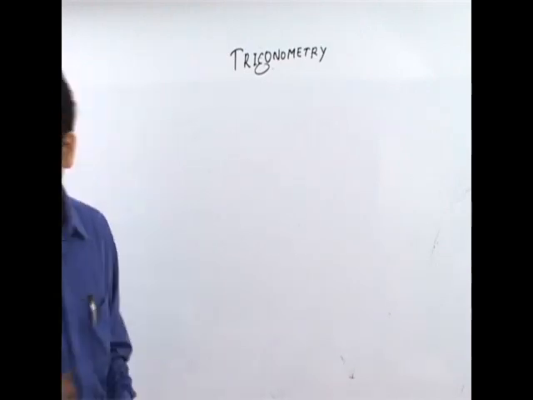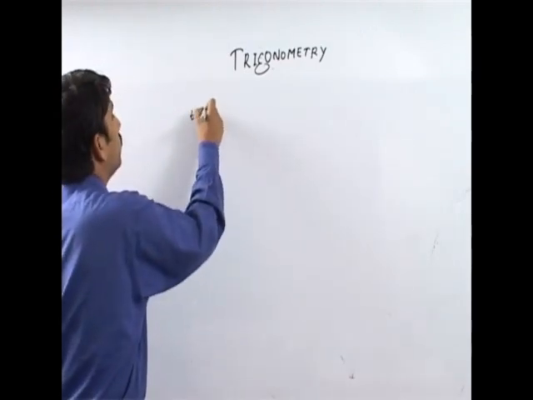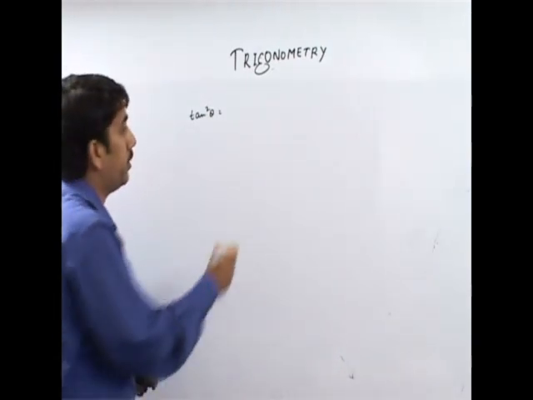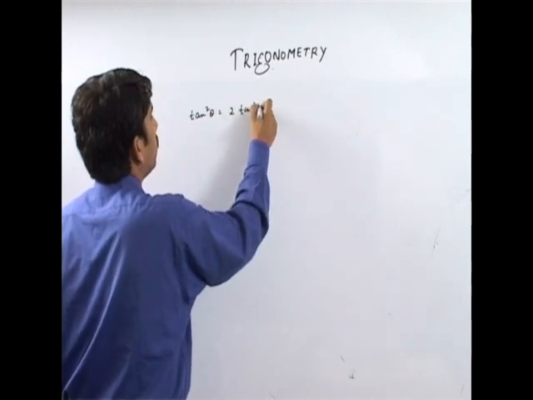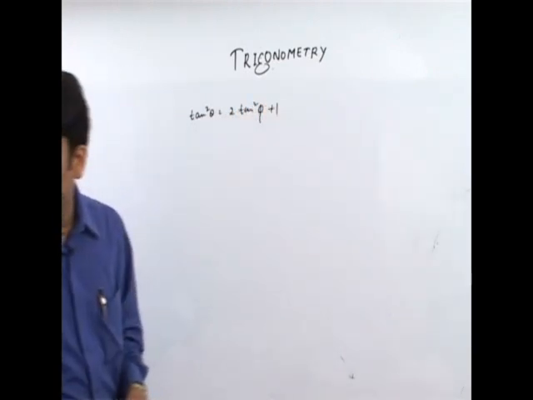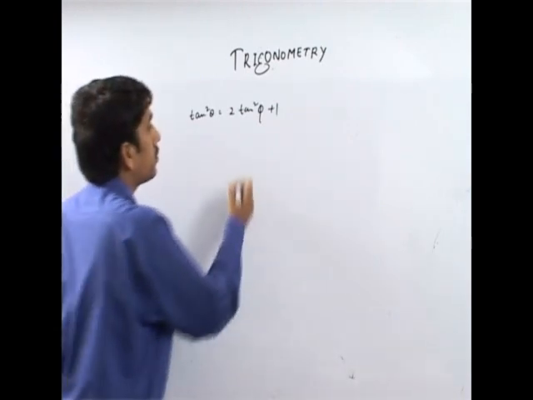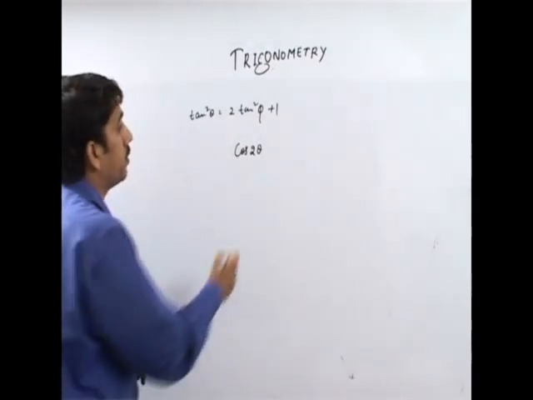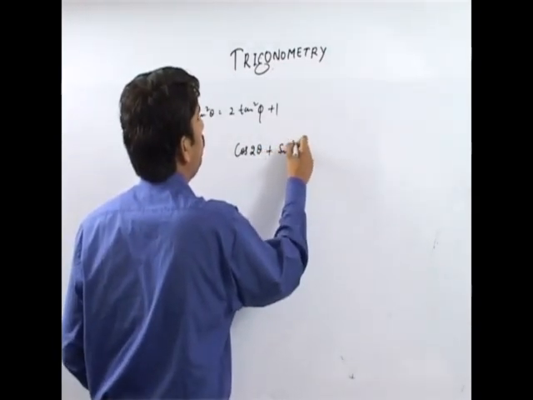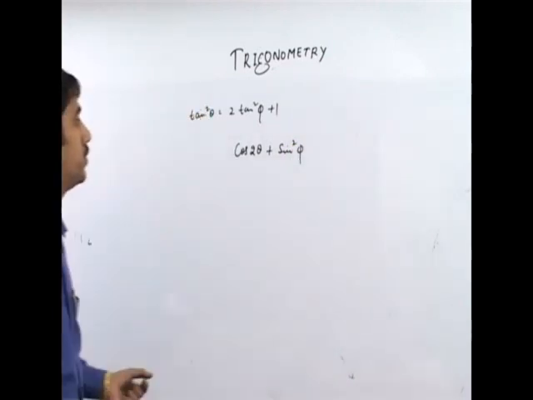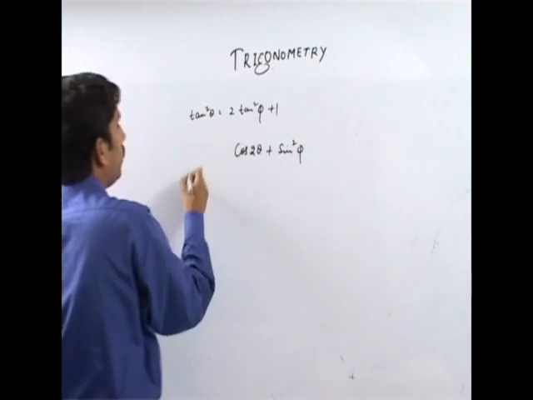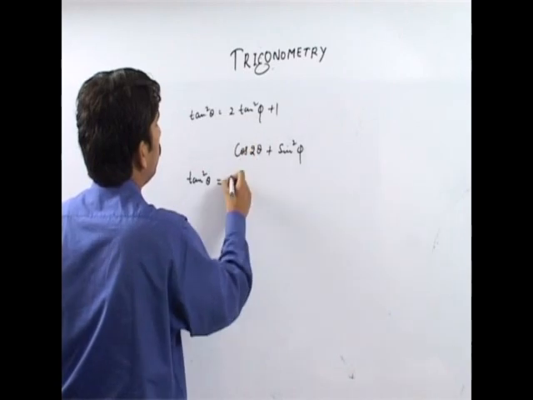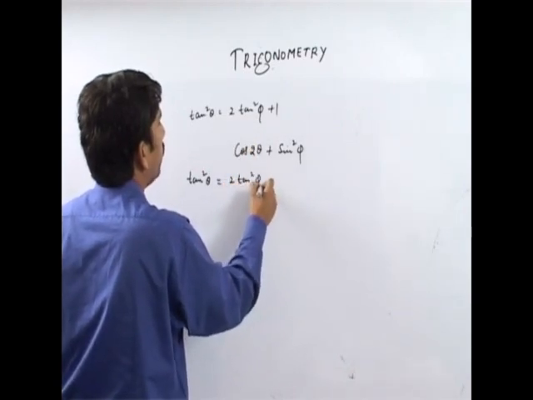Now, tan square theta is equal to 2 tan square phi plus 1. You have to find out the value of cos 2 theta plus sin square phi. Now, you can write this tan square theta is equal to 2 tan square phi plus 1.